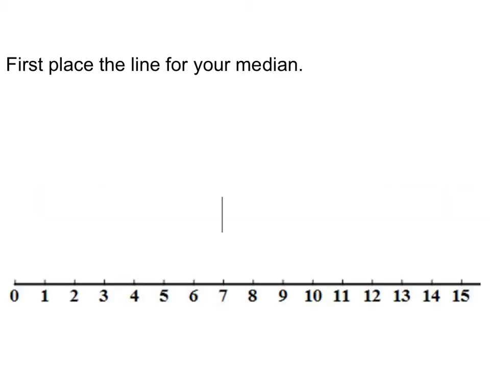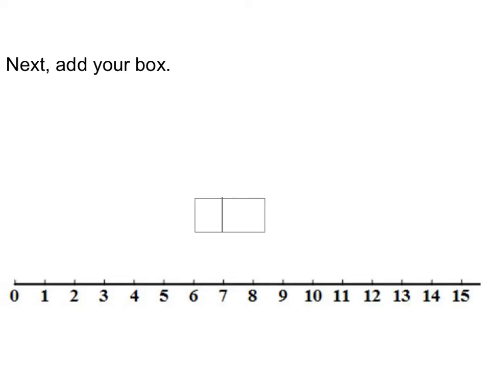So using a number line, the first thing you're going to want to do is place the line for the median where it belongs on the graph. In this case, our median was at 7. Next, you'll draw your box. Your box is going to go all the way down to your lower quartile and all the way up to your upper quartile. Remember that in our example, our upper quartile was 8.5, so I'm estimating somewhere between 8 and 9.